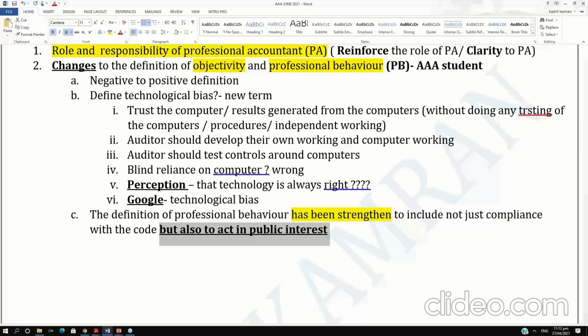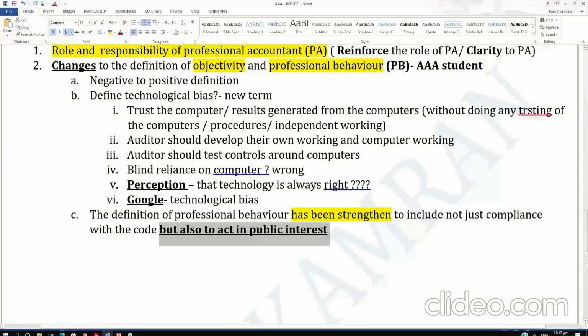So does that put a burden on the accountants to work in the public interest? Are more and more people relying on accountants, auditors, and different roles of accountants? So is that increasing the demand that they should also work in the public interest?